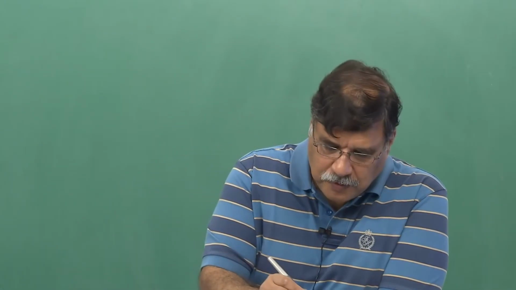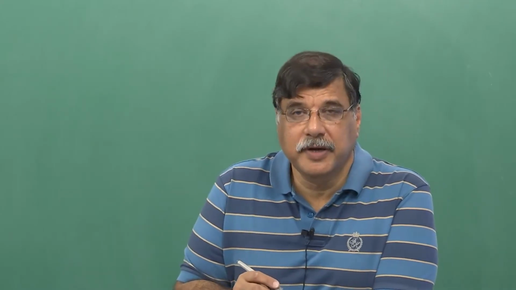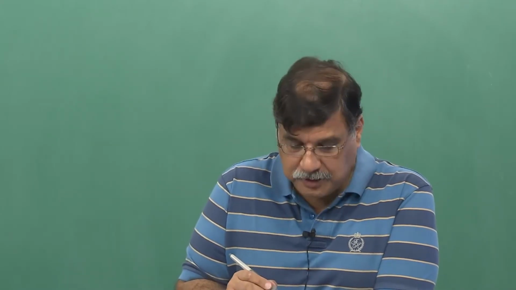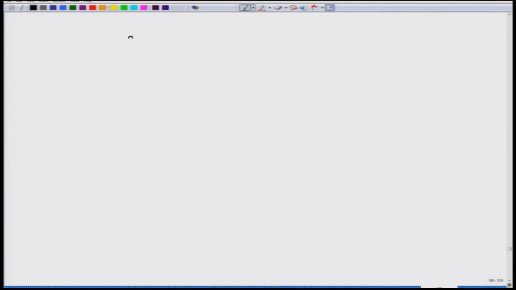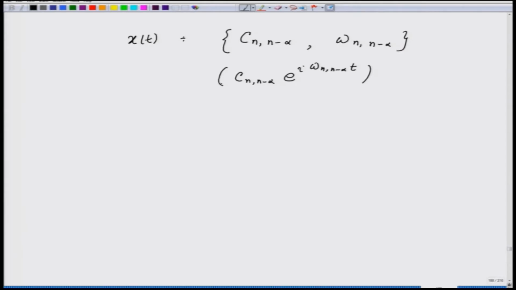In the previous lecture, we introduced the quantum mechanical formulation of kinematic quantities by Heisenberg, and we said if there is a quantity x(t), it is represented by a collection of numbers C_{n,n-α} and the corresponding frequency ω_{n,n-α}, and the time dependence of C_{n,n-α} is given as e^{iω_{n,n-α}t}.